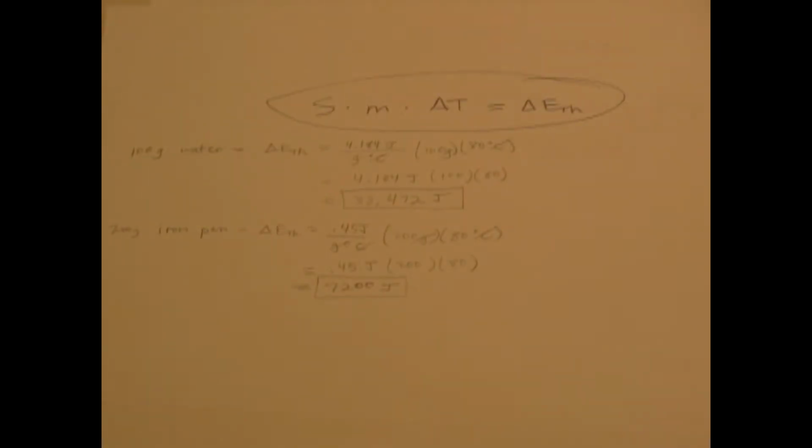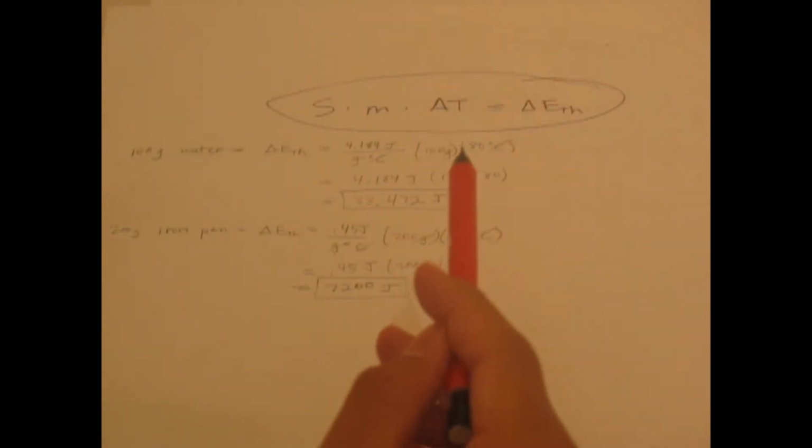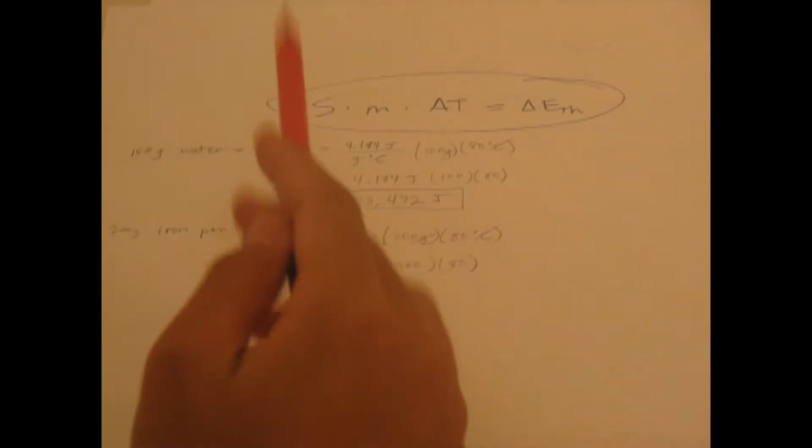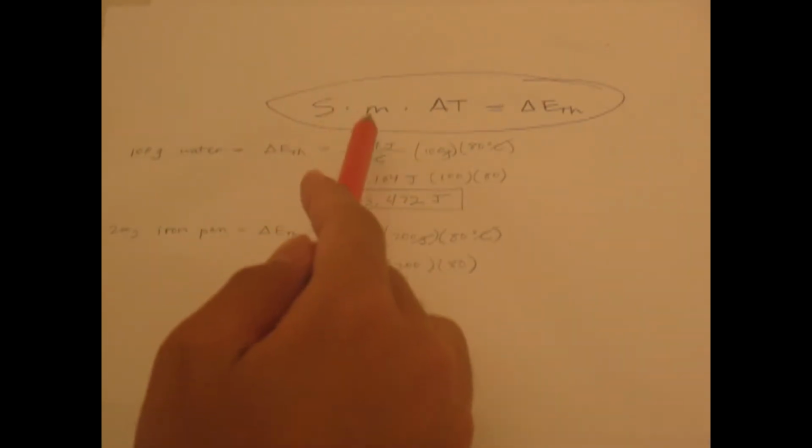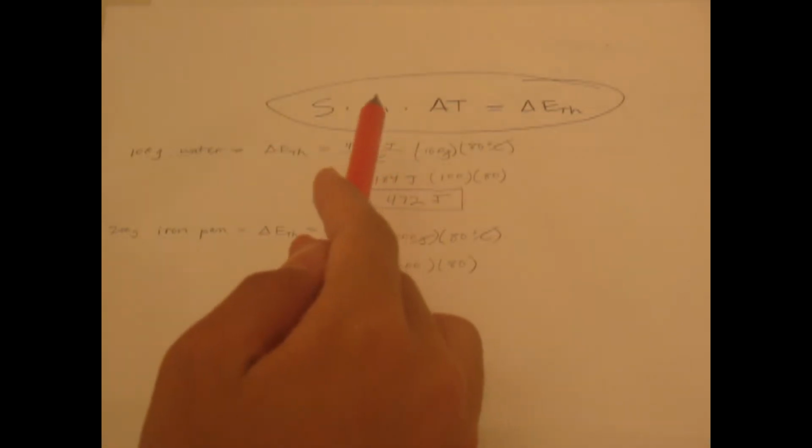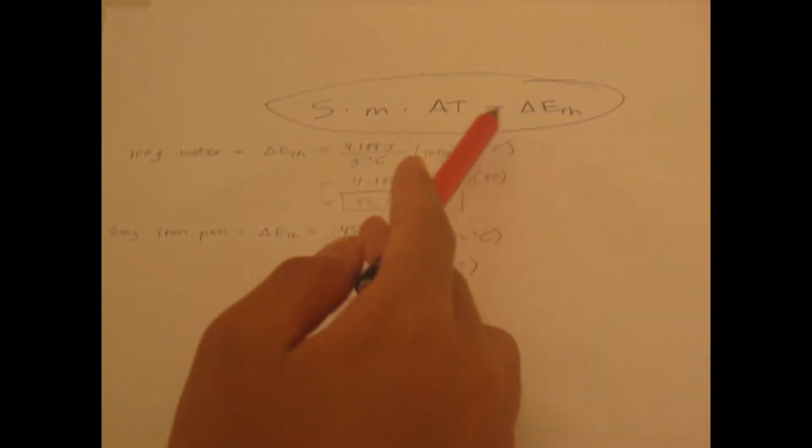If I have a 200 gram steel pot that's heating 100 grams of water, and they both begin and end at 20 and 100 degrees, what's the amount of thermal energy going into both? Okay, so for this problem, you gotta use the equation specific heat capacity times mass times the change in temperature equals the change in thermal energy.